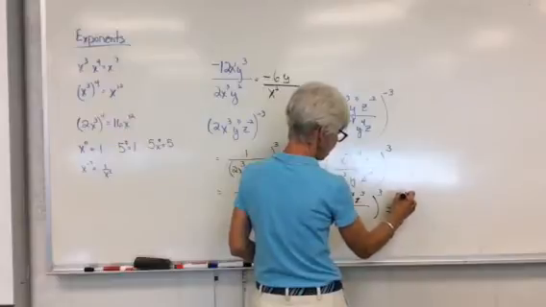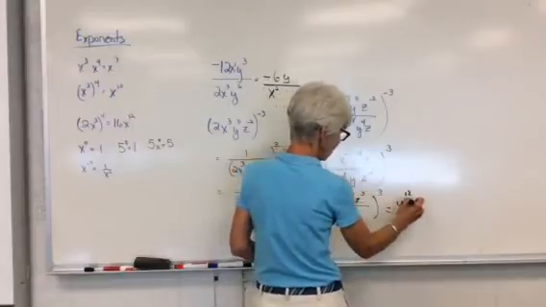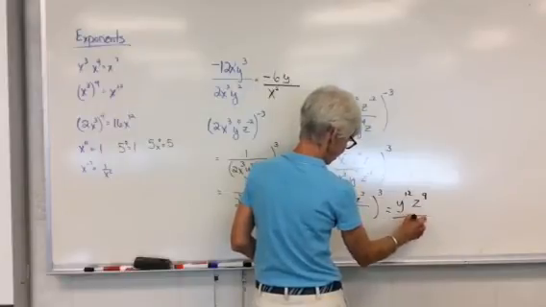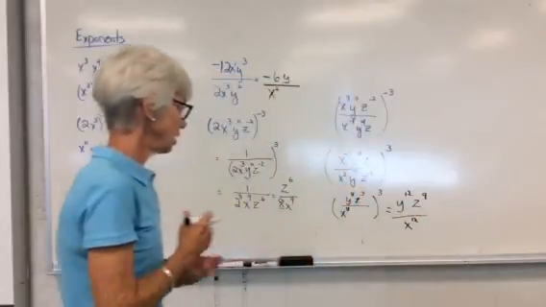So that's going to be y to the 12th, power to a power you multiply, z to the 9th, over x to the 12th, power to a power. And everything is simplified.